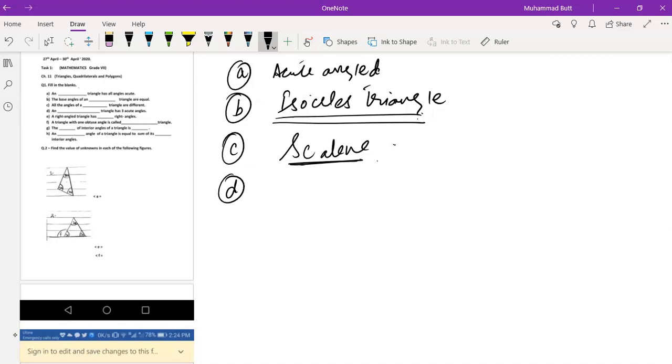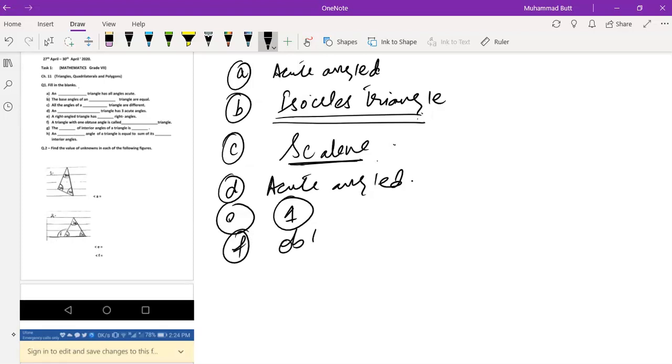Part D, we'll start with part D again. An dash triangle has three acute angles. An acute angled triangle has three acute angles. Then part E: a right angle triangle has only one right angle. Part F: a triangle with one obtuse angle is called. We know that when there is one obtuse angle, we call it obtuse angled triangle.